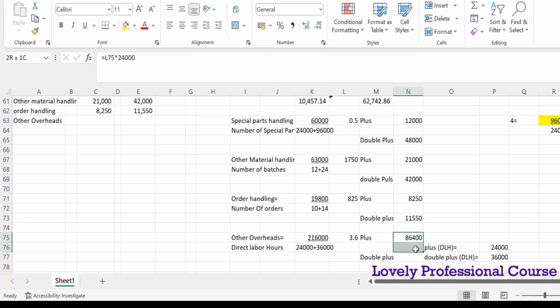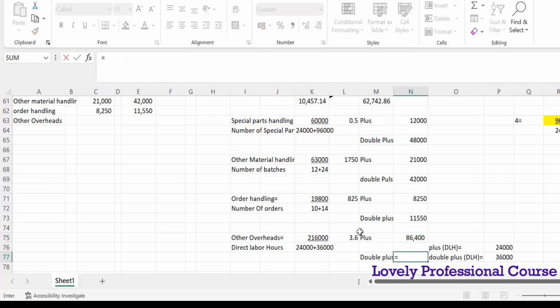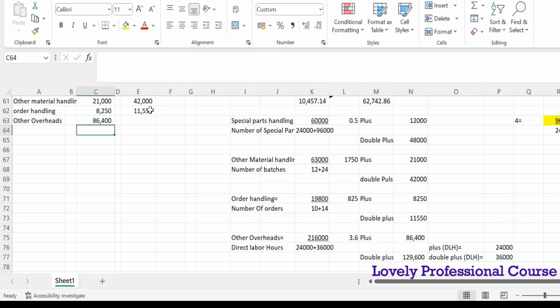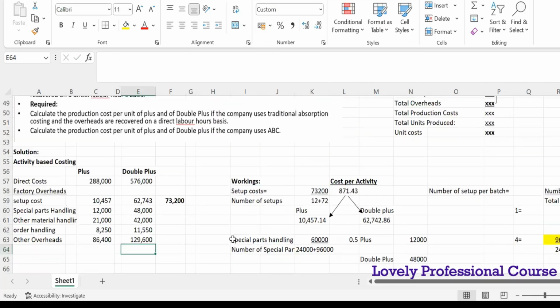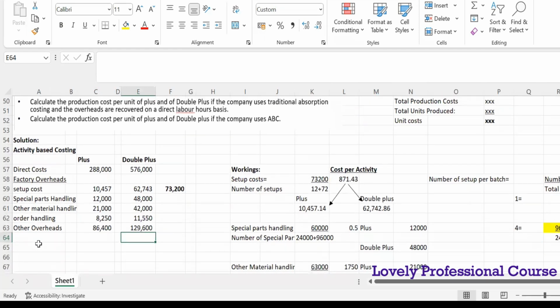So this is 86,400. Here again, it will be this 3.6, then I multiply by 36,000. So here it is going to be 129,600. So now you see all of the costs have been allocated. Now let's add them to have the total cost of production.